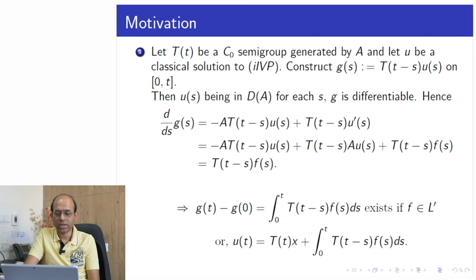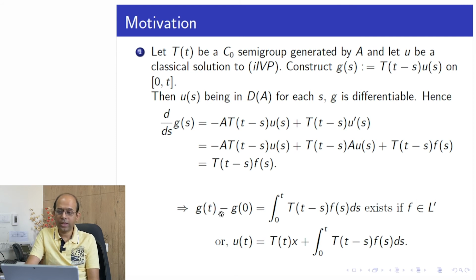Why? Because f is in L1 and this is a C0 semigroup. So here T(t-s) is a bounded linear operator from the semigroup. So we get that the integral from 0 to t of T(t-s) f(s) ds exists if f is in L1. Okay, so this exists, f is in L1.